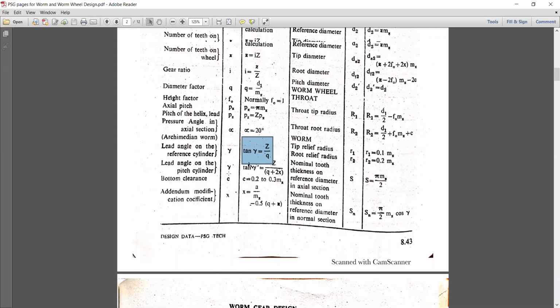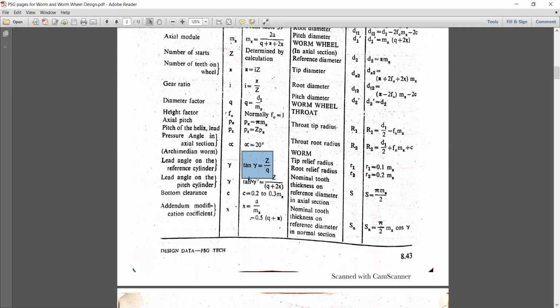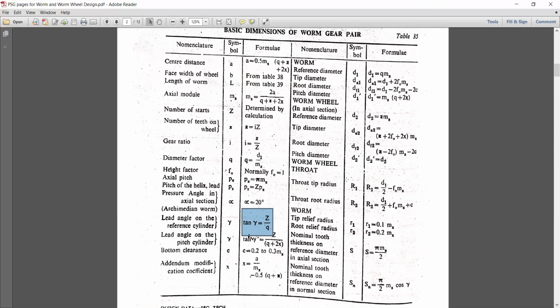Addendum you can find out for the worm. You can find the reference diameter, tip diameter, root diameter, and pitch diameter. For the worm wheel, you can find similar diameters. Then you can find the throat diameter and other parameters. So using this page, you can find out the basic dimensions of the worm gear pair.